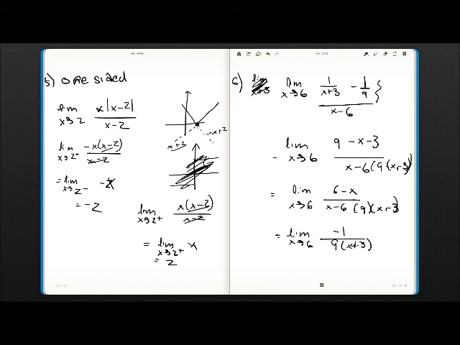Now we can use direct substitution and sub in this 6, and we will get minus 1 over 9 times 6 plus 3, so that will give you minus 1 over 81.